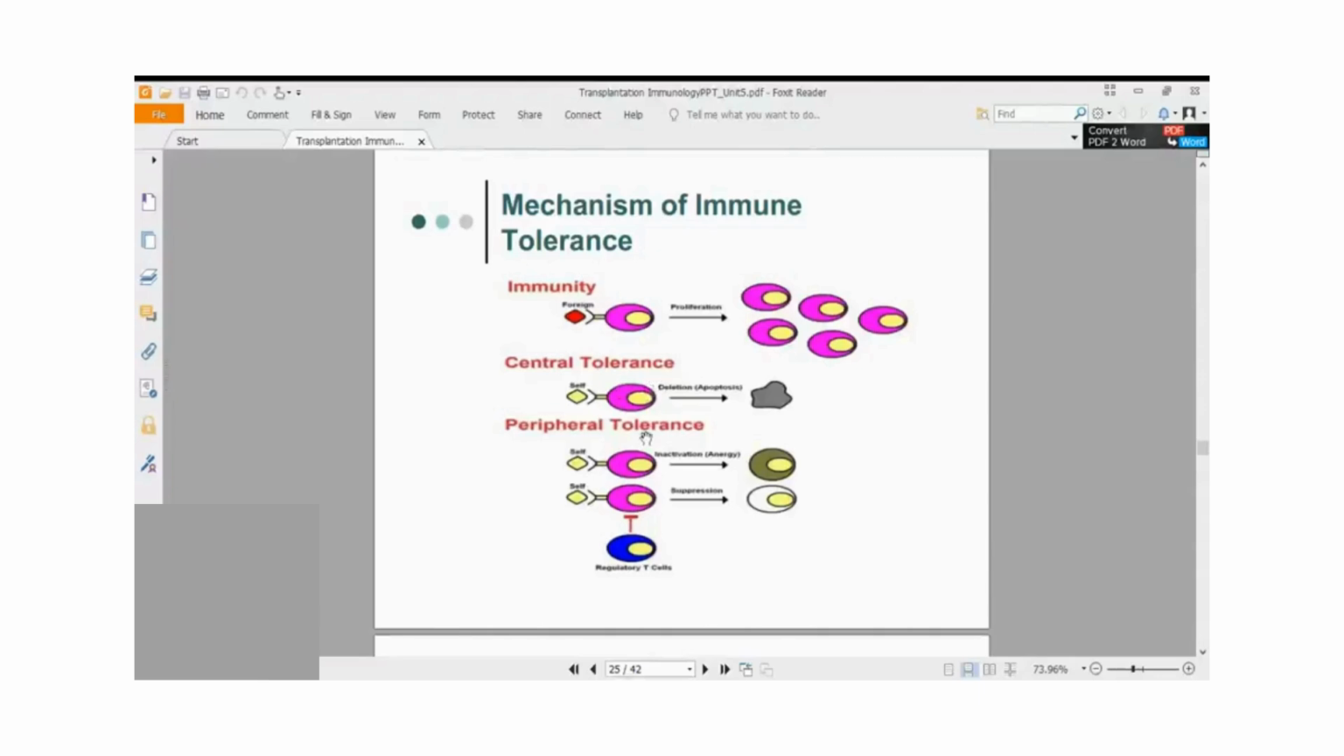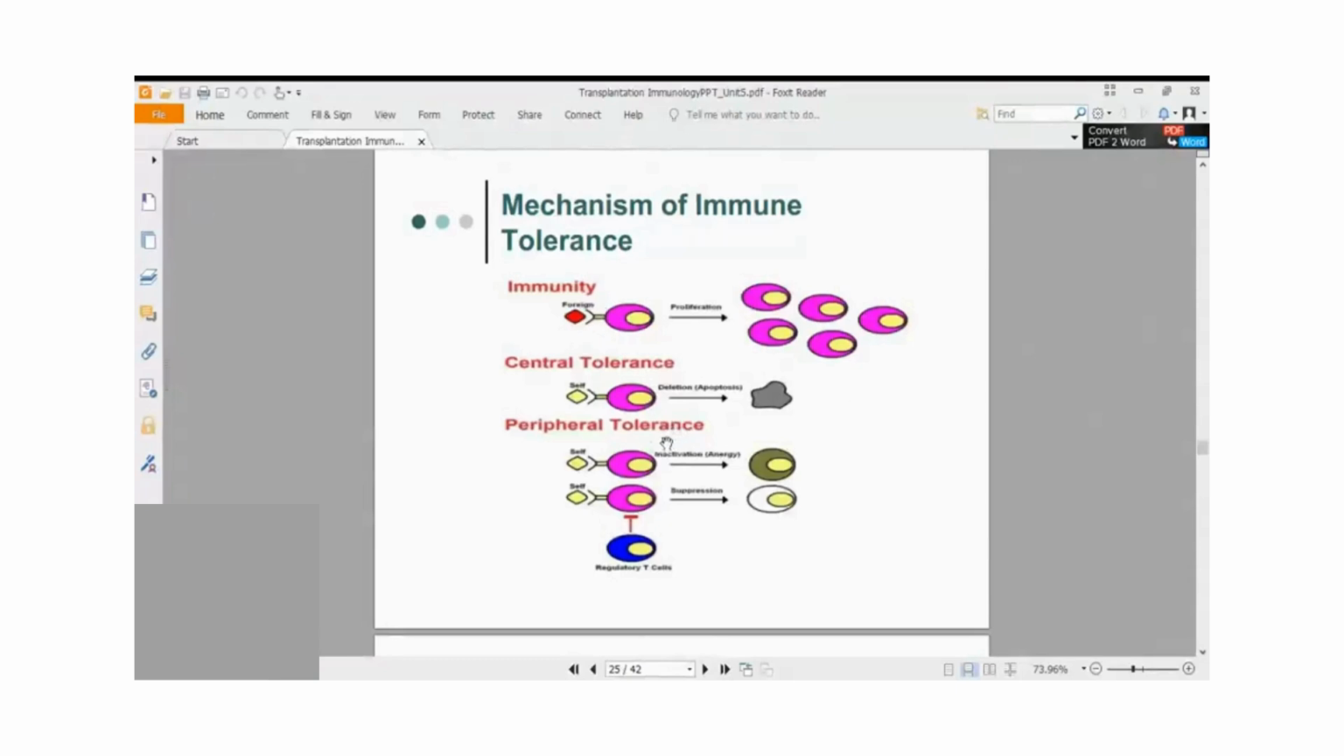Now, what is peripheral tolerance? Peripheral tolerance takes place in the peripheral lymphoid organs. The peripheral lymphoid organs are secondary lymphoid organs, that is lymph node and spleen, or probably tonsils. The cells that leave their parent tissue, bone marrow for B cells and thymus for T cells, come into peripheral circulation in the blood, and they will enter the secondary lymphoid organ.